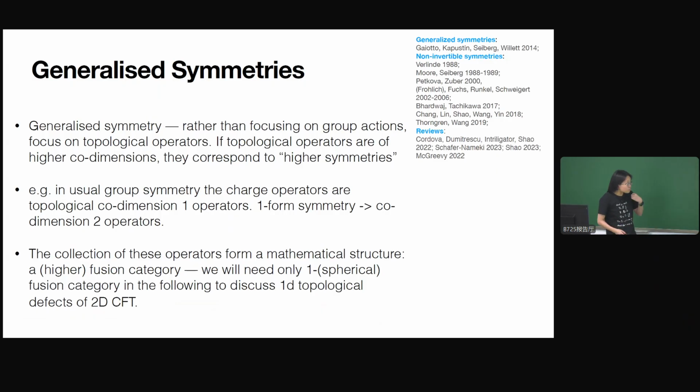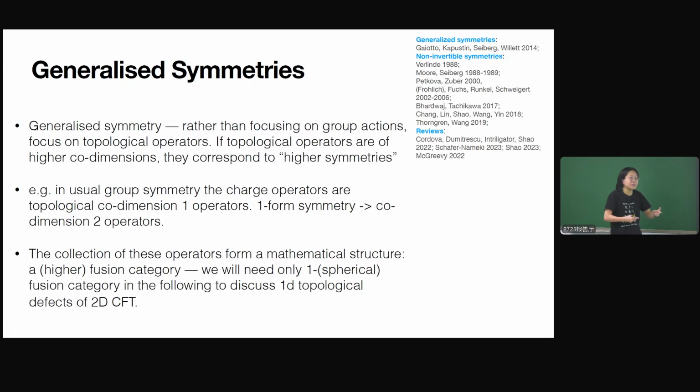And so instead of looking at the precise group action, we ask what is the symmetry, what is the mathematical structure that is formed by these conserved quantities. And it turns out that the mathematical structure that governs these conserved quantities is the so-called fusion tensor categories. And if I look at the collection of these operators, then they form generically a fusion tensor category.